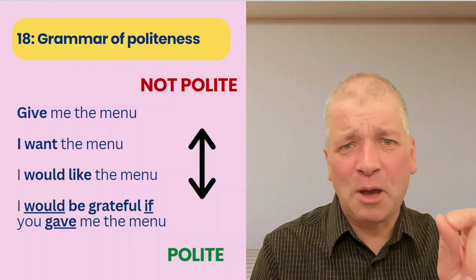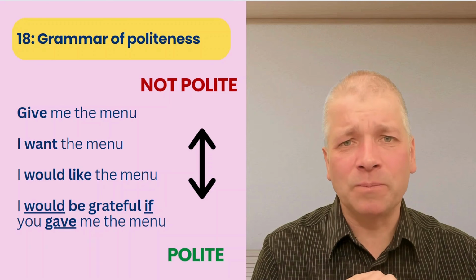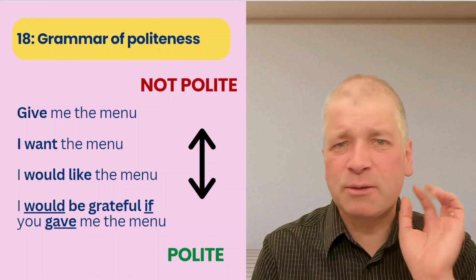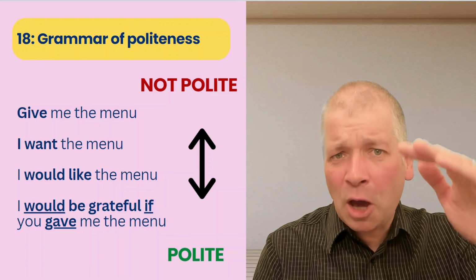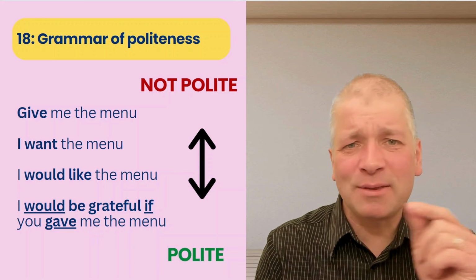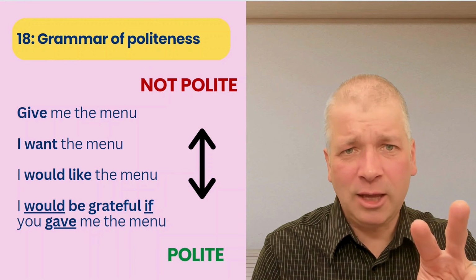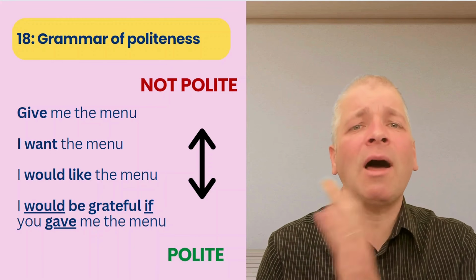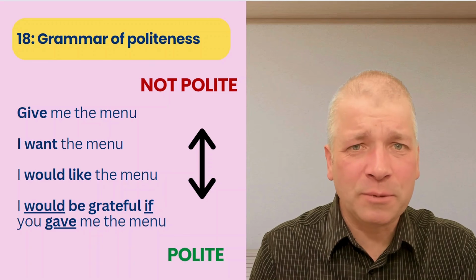In the first example, the verb comes at the beginning. Give me the menu. So the instruction comes as the first word that the listener hears. But as you go through each sentence, the verb moves further back in the sentence. So I want the menu. Here, want is the second word. I would like the menu. Would and like are the second and third verbs.